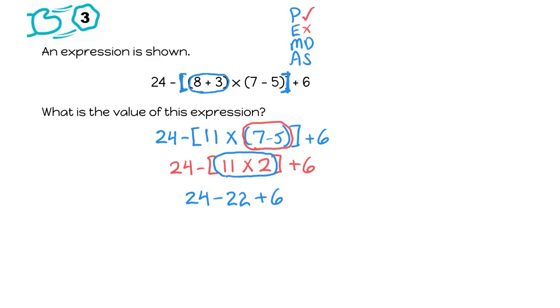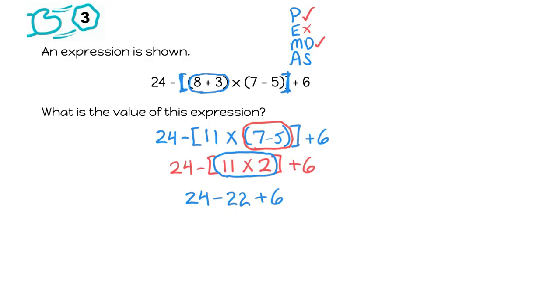Exponents, we're not going to have. That's a 6th grade thing. Multiply, divide. I don't have any multiply or divide. So, done with that. And AS stands for add, subtract. We've got both. We've got a subtract and an add. Now remember, just because A comes first in PEMDAS doesn't mean we always do add before subtract. Those are together. That's why we write them side by side.